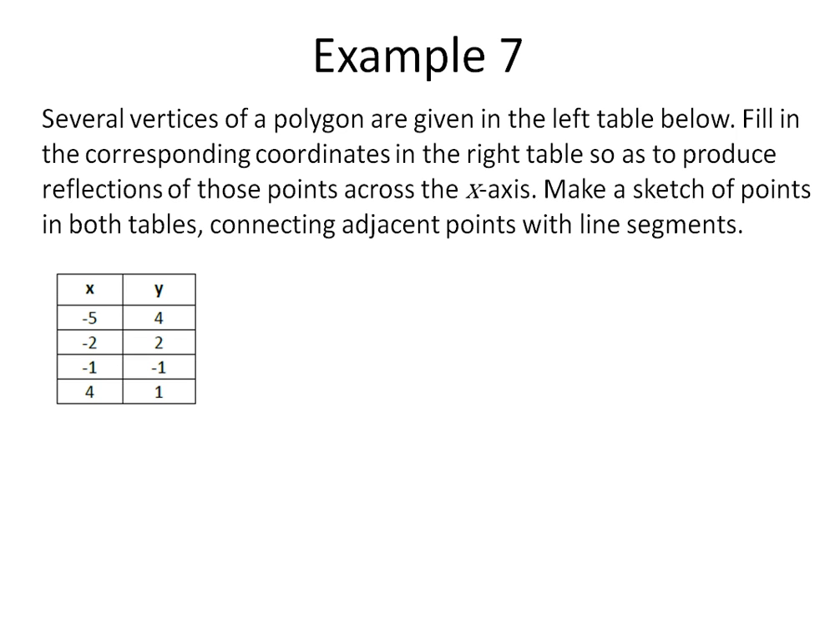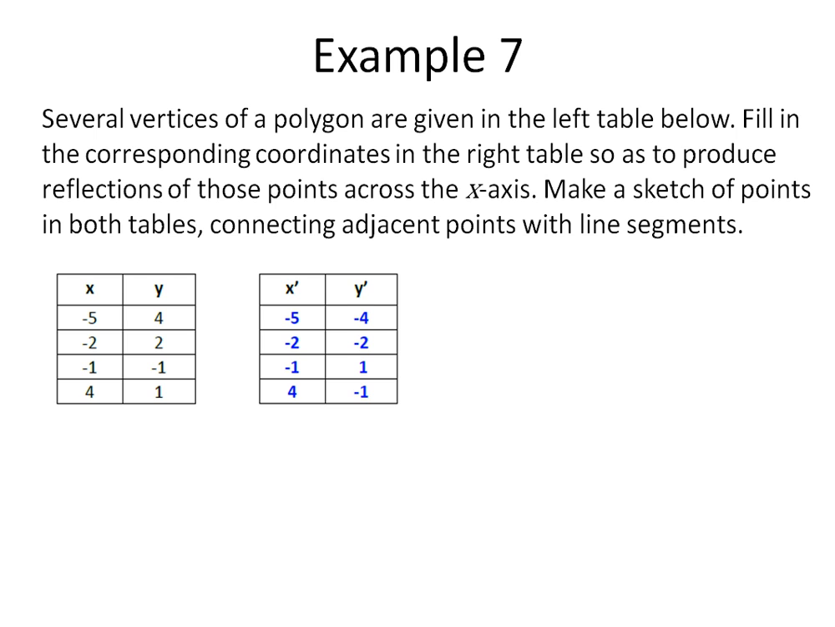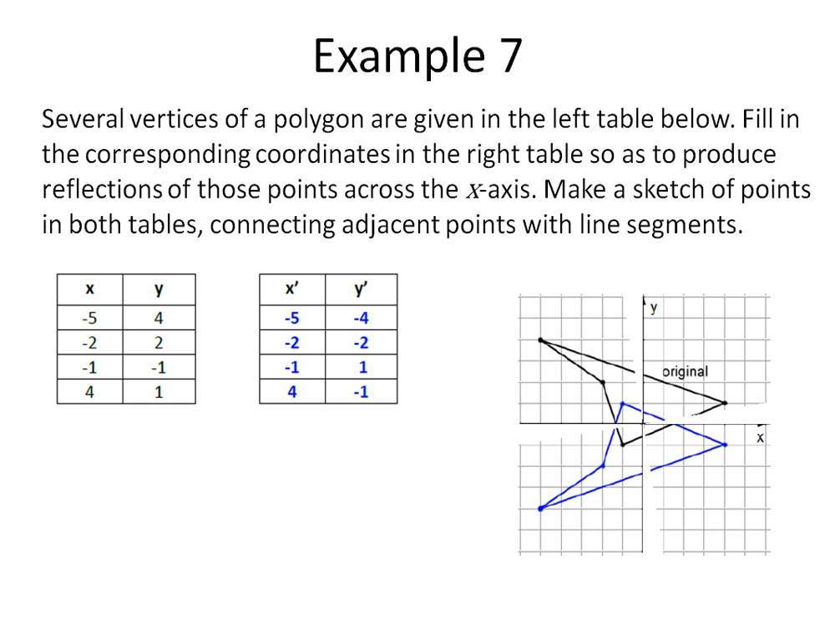Okay, so here's our original polygon, and these are our points. Since we're going across the x-axis, that means we're going to change the sign of the y's. So the first one would become -5, -4, -2, -2, -1, 1, and 4, -1. And then when we connect those up, we get something that looks like this.